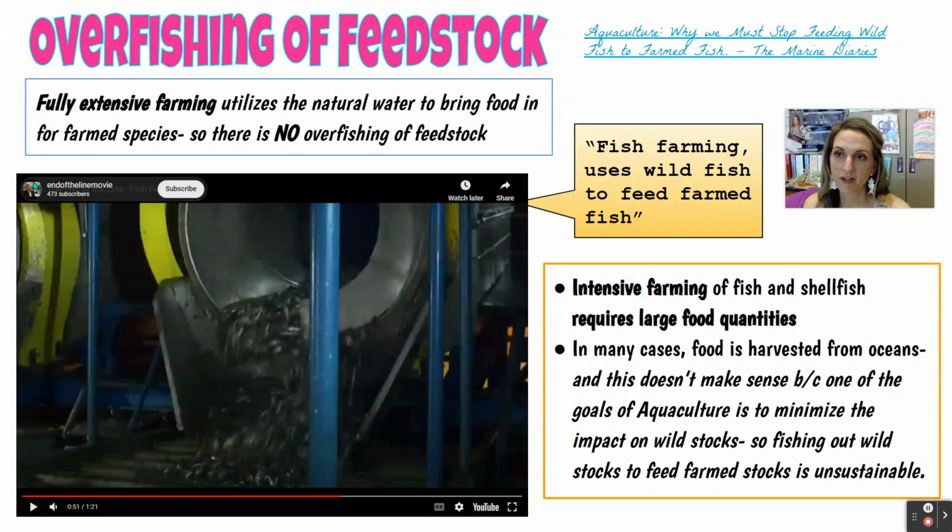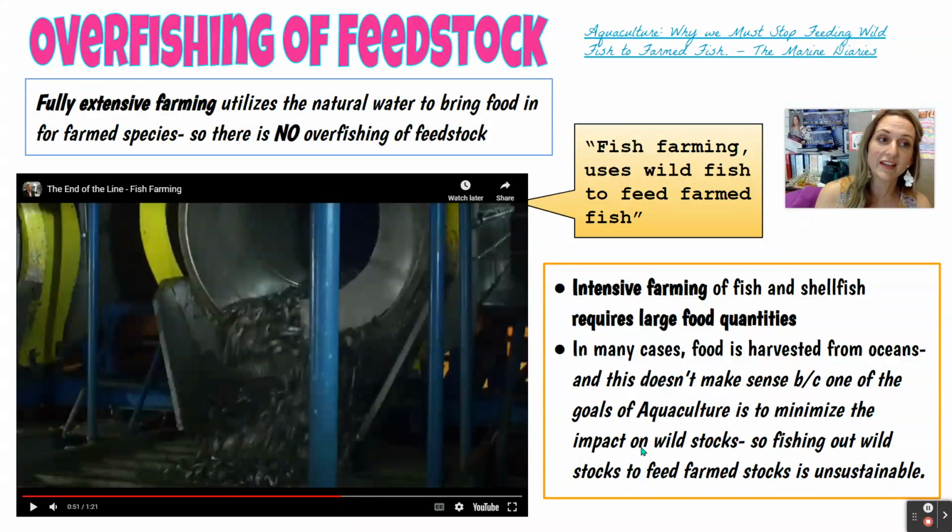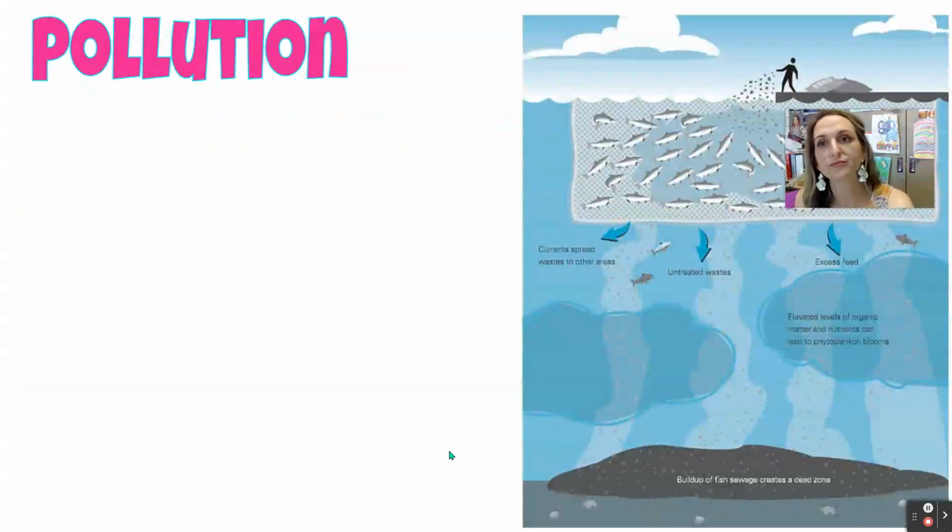Okay, this is from a documentary called End of the Line. Fully extensive farming utilizes natural water, so there's no need to be taking the food source for fish out of the water. There's no overfishing of feedstock. Feedstock is like food you're giving to your farmed fish. Intensive farming requires a lot of food, and in many cases, food is harvested from the oceans, and then you have me saying it doesn't make sense, because one of the goals of aquaculture is to minimize the impact on wild species, so fishing out stocks to feed farm stocks is unsustainable.